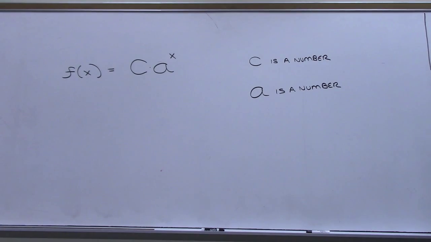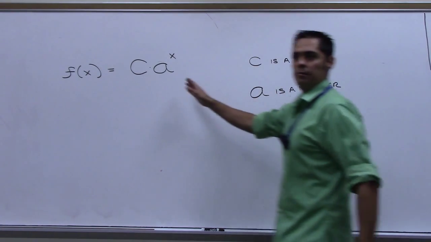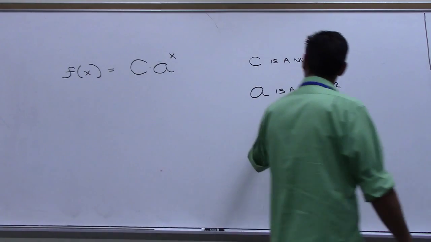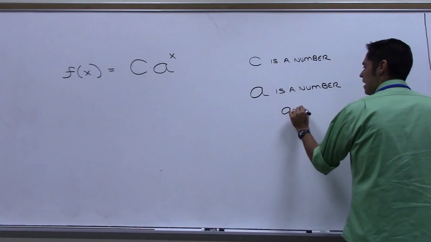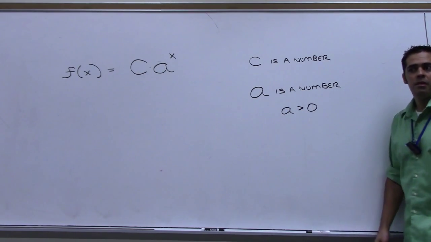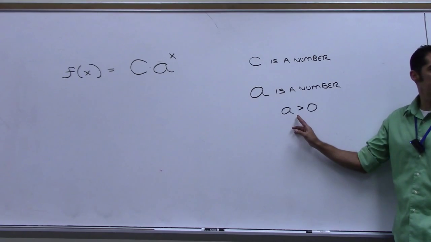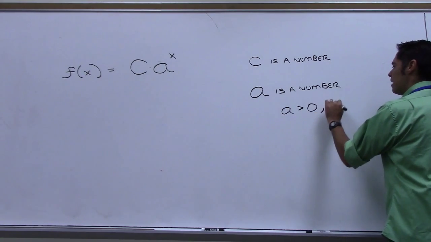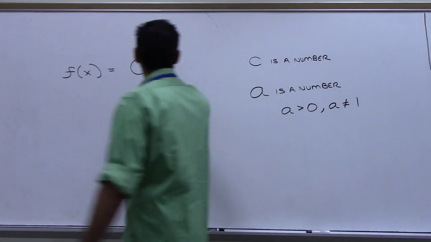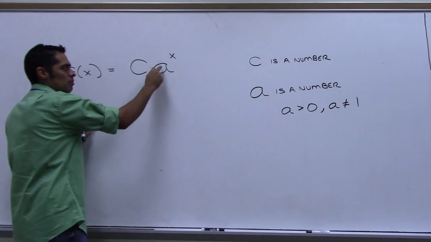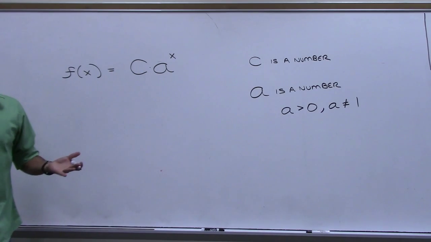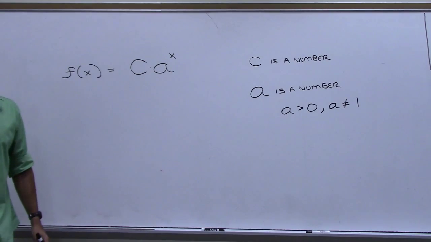But we have some restrictions on the a. c can be any number, all right? a can't be 0. In fact, a can't be negative. a has got to be positive. That means a can't be 0 or a negative number. And also, a cannot be 1, because if I plug 1 in here, what's going to happen? 1 to any power will just be 1. So it's just going to be a flat function. It's not going to do anything, so we just throw that out so it doesn't look ridiculous.